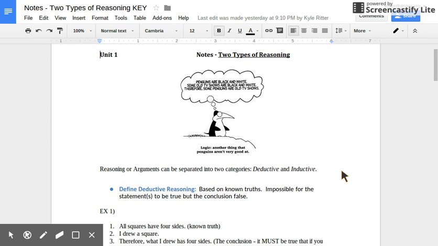In this video, we're going to be talking about two types of reasoning. These types of reasoning help us come up with logical conclusions, but they help us a lot in math, especially in geometry. They come in two types. There are what's called deductive and inductive reasoning, and there's a big difference between the two.